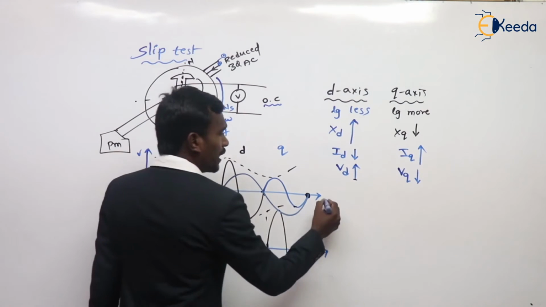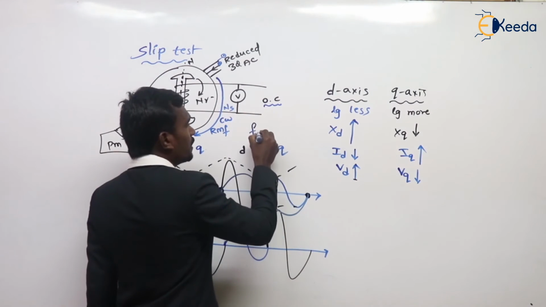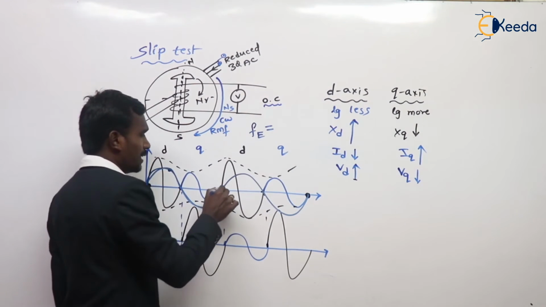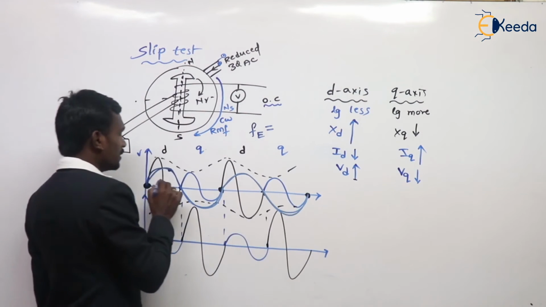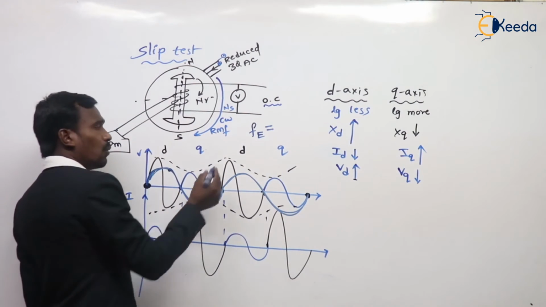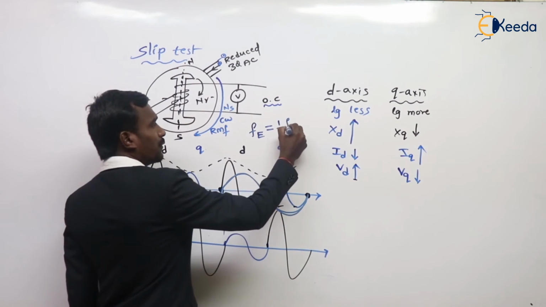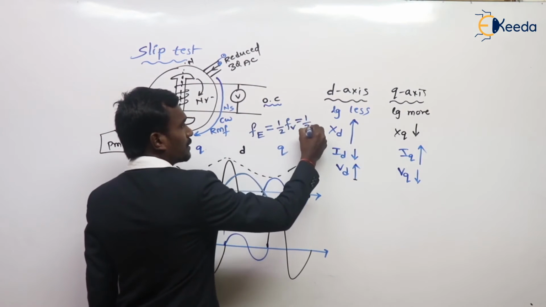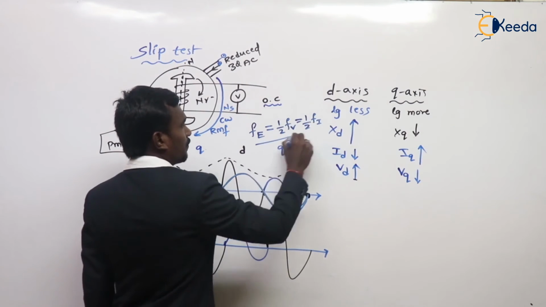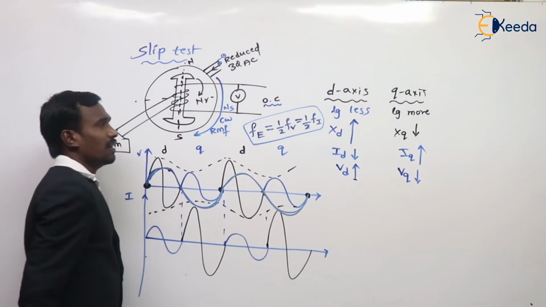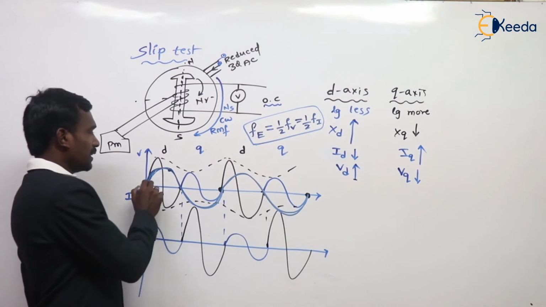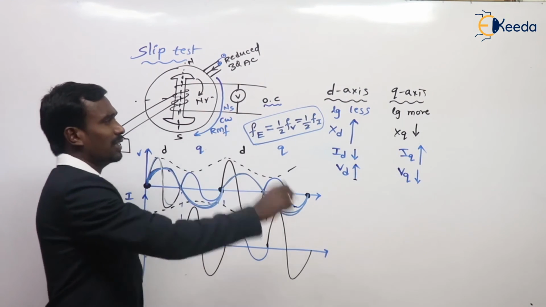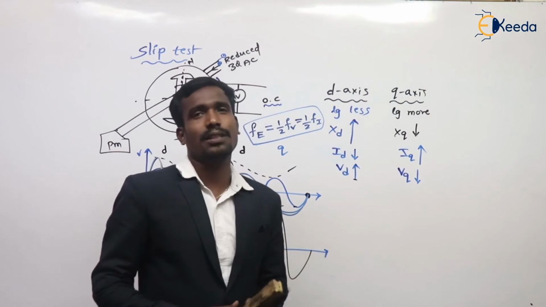The frequency of the EMF waveform is only 50% of the frequency of the voltage, or only 50% of the frequency of the current fluctuations. The frequency of EMF is equal to only 50%. See, this is only one time, but here the voltage is 2 times. Like that, you have to remember in this test.